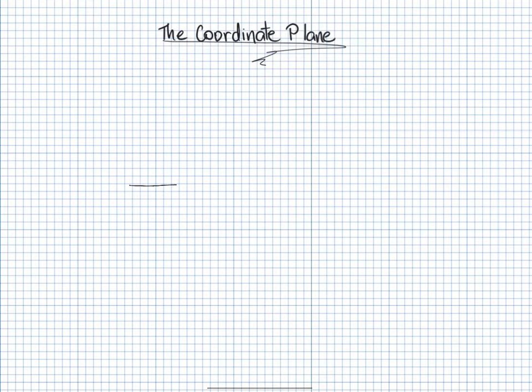So we have a horizontal number line, and again that's called the x-axis. And we have a vertical number line, and that is called the y-axis. And whenever you're drawing a coordinate plane, you'd want to label the x-axis and the y-axis so that whoever's looking at your work is absolutely clear on what you are doing.